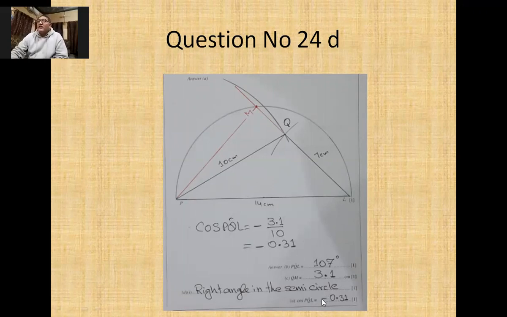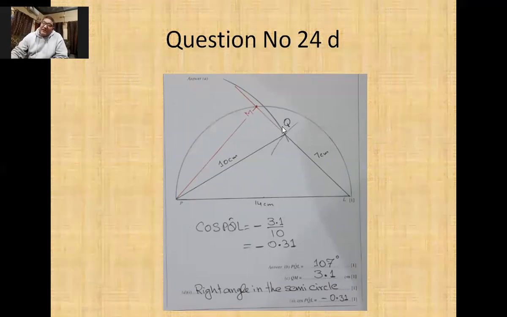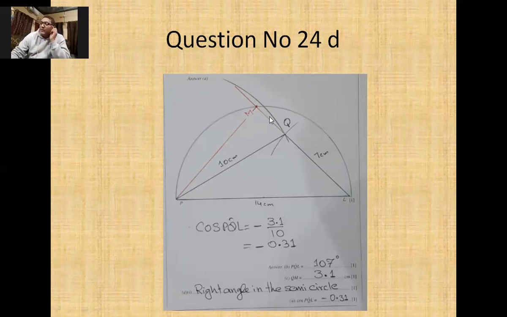The next question they are asking is what is the cos PQL? The cos of this angle. I cannot tell the cos of this angle, but I can tell you the cos of this angle. The cos of this angle will be base by hypotenuse. So that will be 3.1 divided by 10. The cos of this angle PQL will be equal to the cos of this, but it will also have a negative sign with it. So cos PQL is minus 3.1 divided by 10, which is minus 0.31. So this is how you do this.